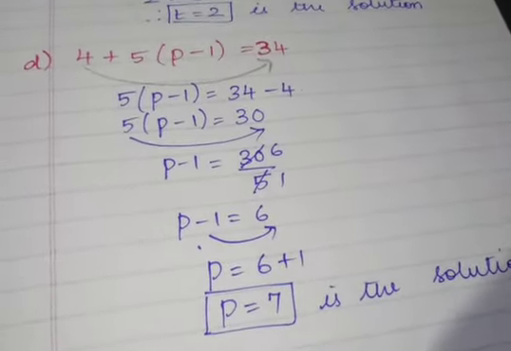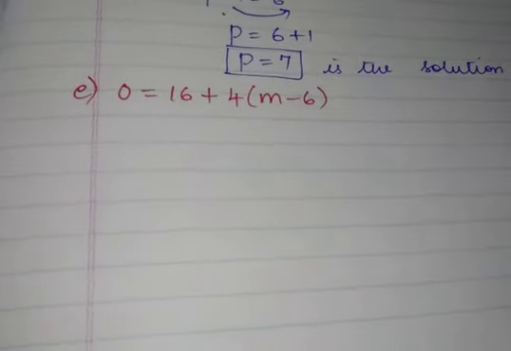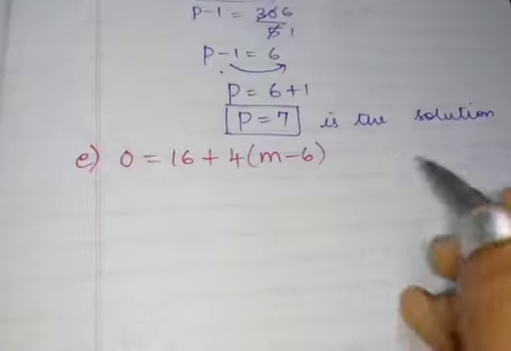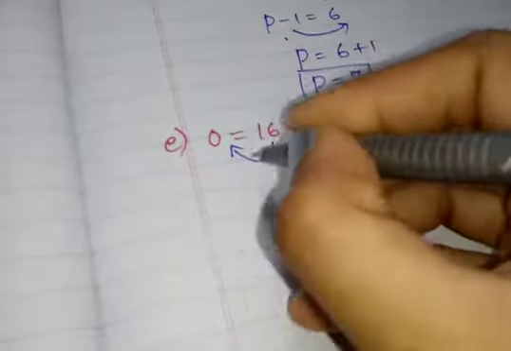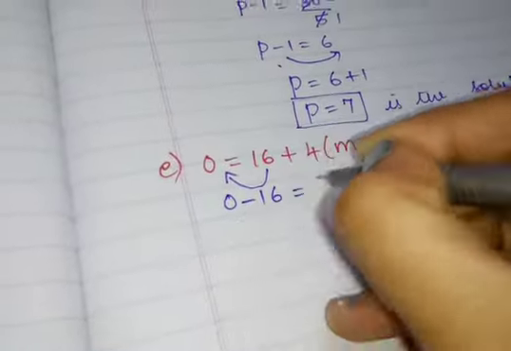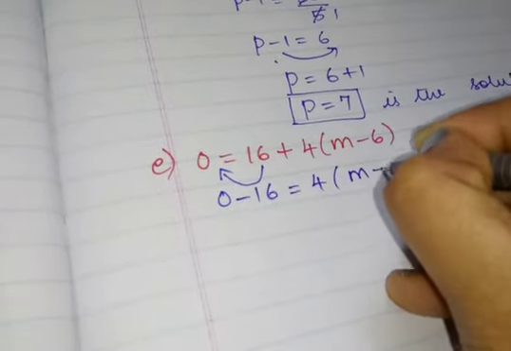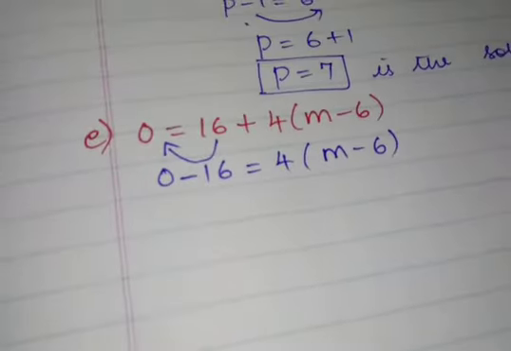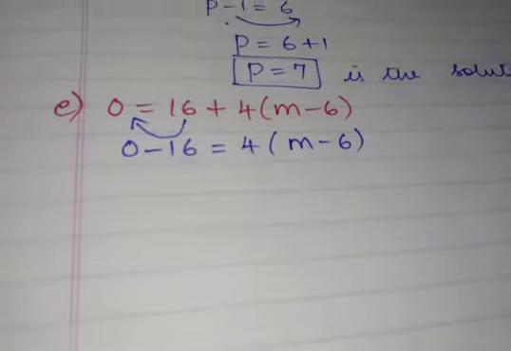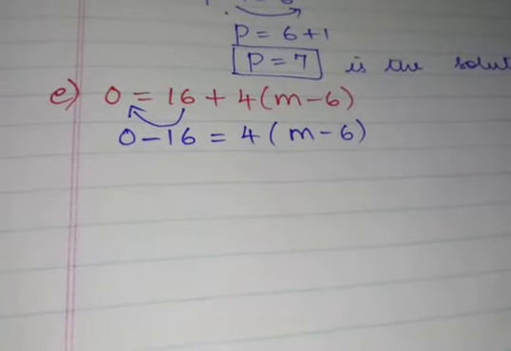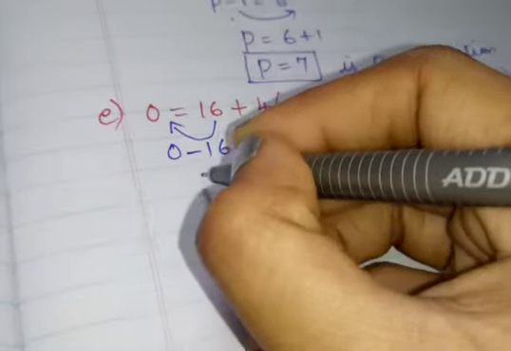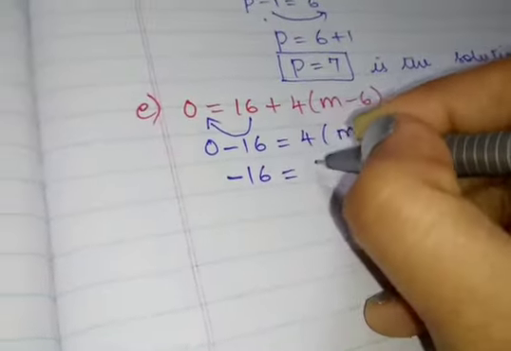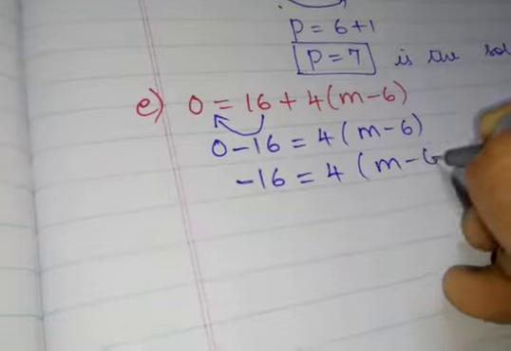Okay. Next is your E problem. 0 is equal to 16 plus 4 into (m minus 6). So first I am going to shift the 16 to the next side. 0 minus 16 is equal to 4 into (m minus 6). Because plus 16 goes that side, it becomes minus 16. 0 minus 16 is minus 16, equal to 4 into (m minus 6).